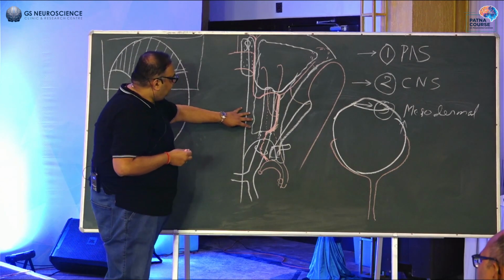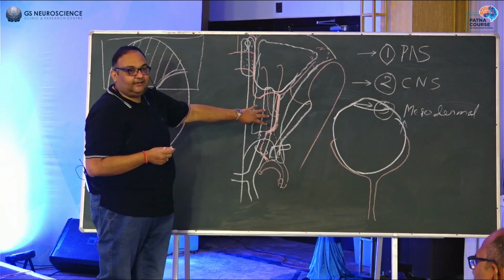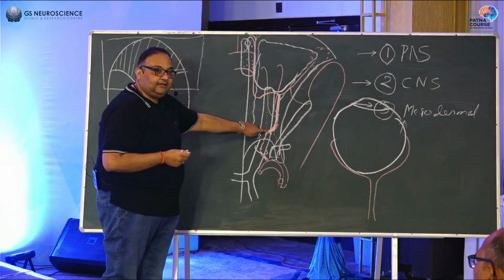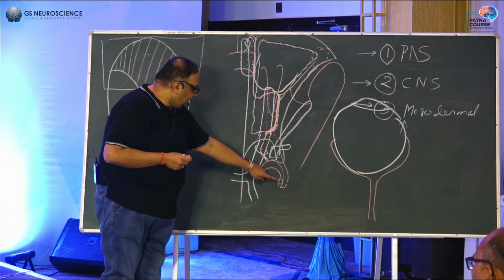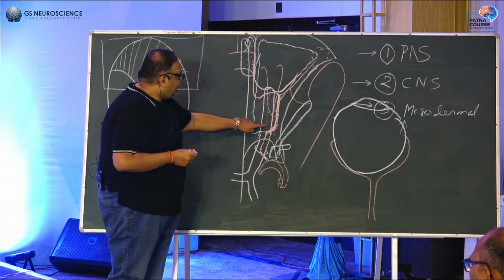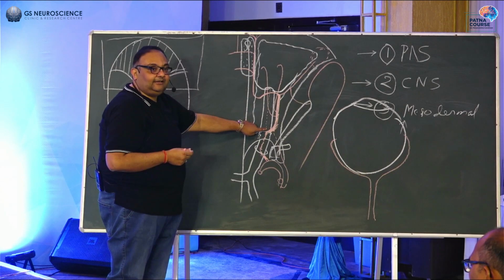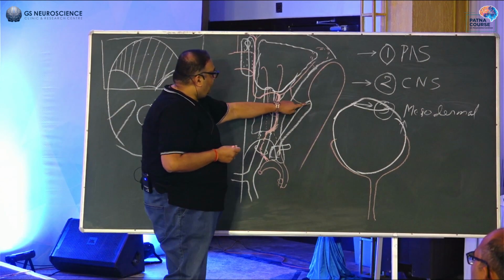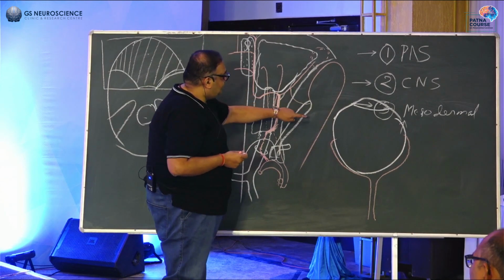For example, this will not be able to explain how sometimes the ophthalmic artery can arise from the cavernous segment of the ICA. This cannot explain the possibility that how sometimes the ophthalmic artery can arise.